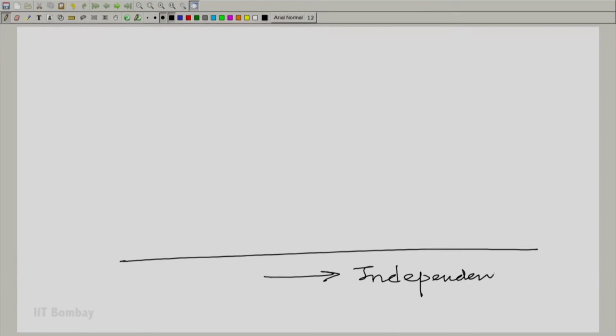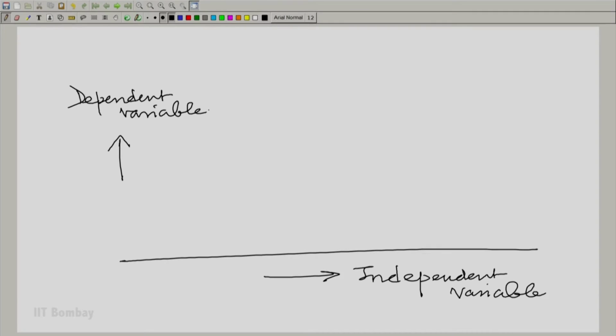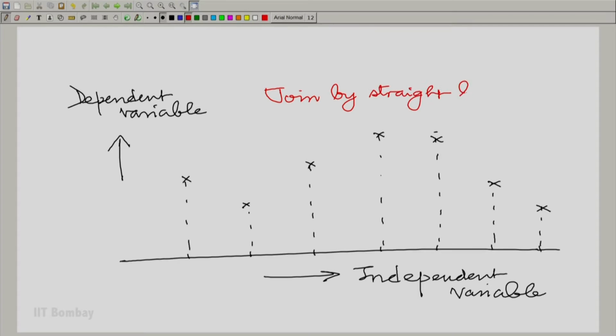So, we have some independent variable here and some dependent variable, and you marked some instances. Of course, let us assume the instances, as is the case here, to be uniformly spaced. At these instances, we have certain values of the dependent variable. So, what is one way in which we get a feel of the curve? We just join them by straight lines, join the dots or fill in the gaps.